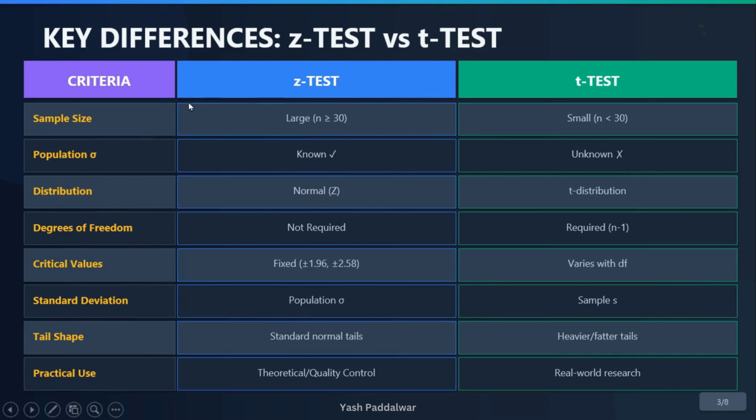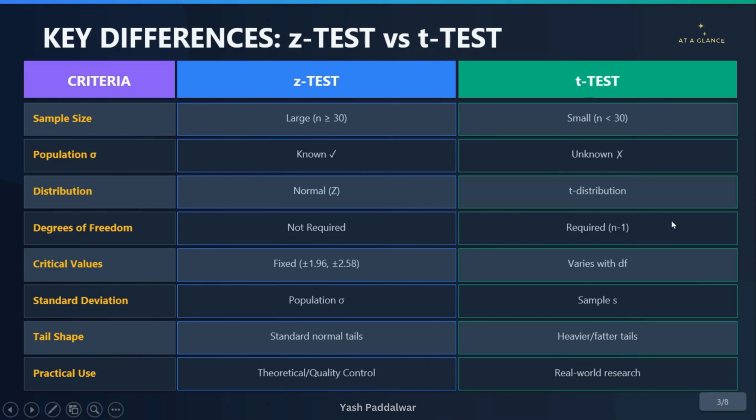Now, talking about the practical usage, Z tests are used theoretically or for quality control, for such scenarios where we have all these requirements satisfied, where we have a larger sample or known population standard deviation, and in that case, in practical usage, we could use it in these domains.